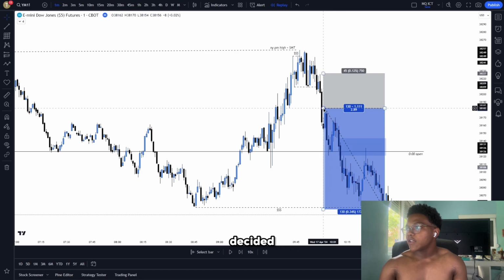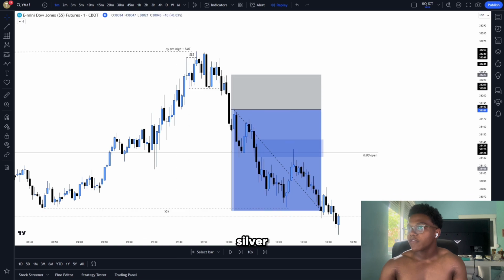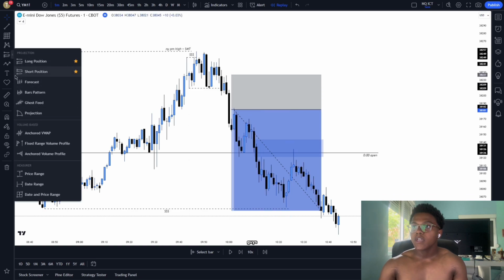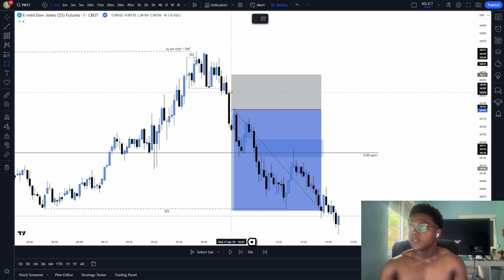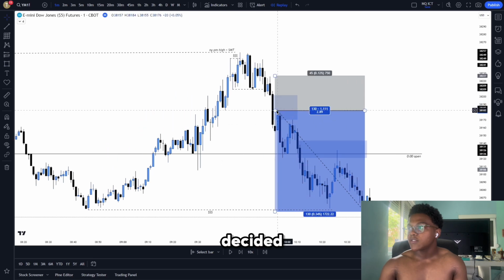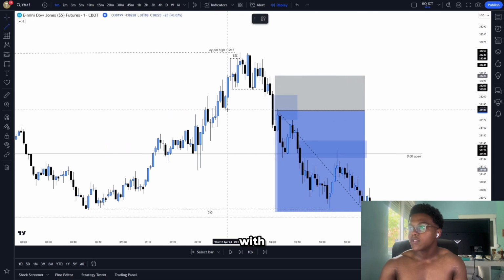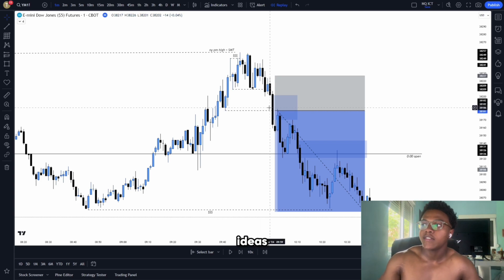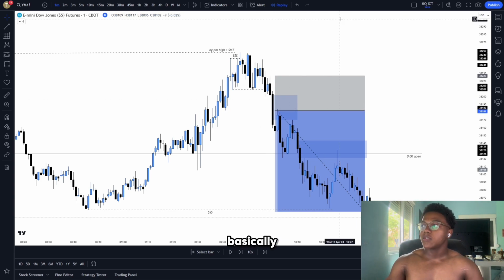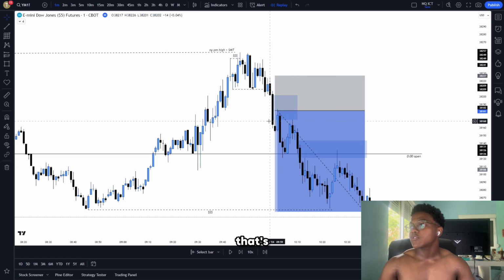So I decided to just put my entry when price came around equilibrium of this fair value gap right here. If you guys see, this is a fair value gap, a SIBI, and we were almost near equilibrium of it. So I decided to enter, and it also aligned with this low right here. I'm not sure if this low is a breaker, but I just saw this as a low that can act as resistance, support and resistance ideas. And so I basically was looking at those things, and that's where I entered.